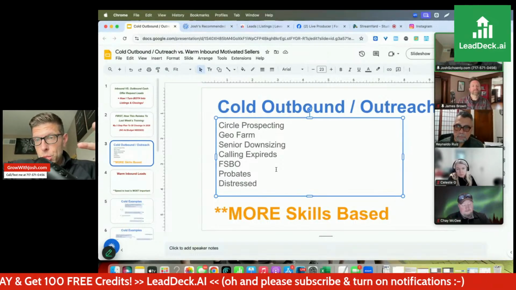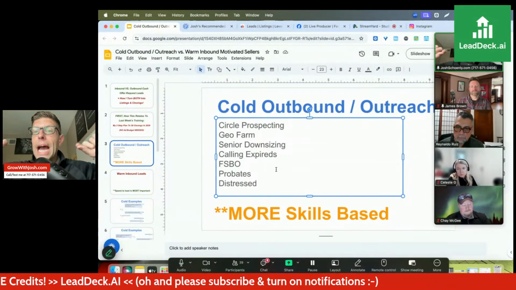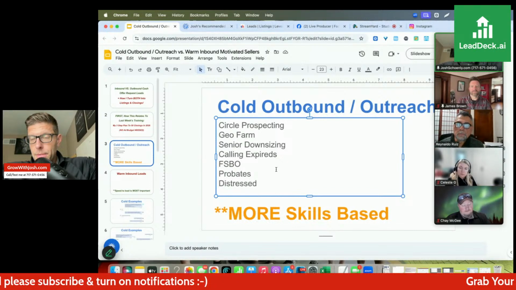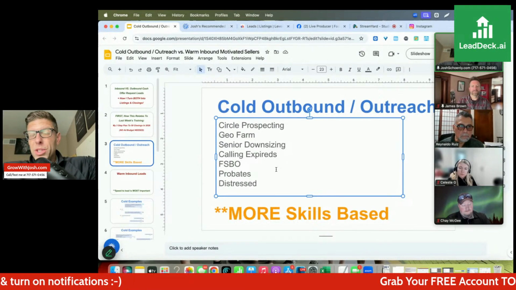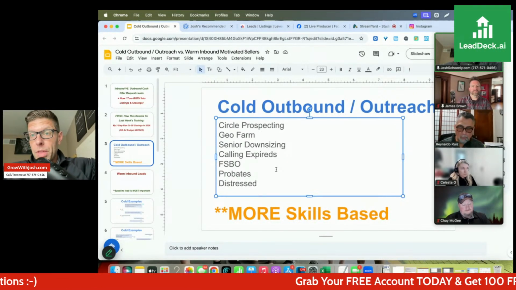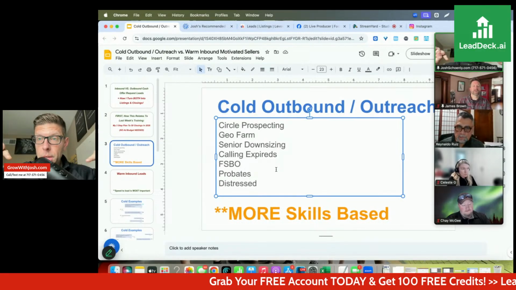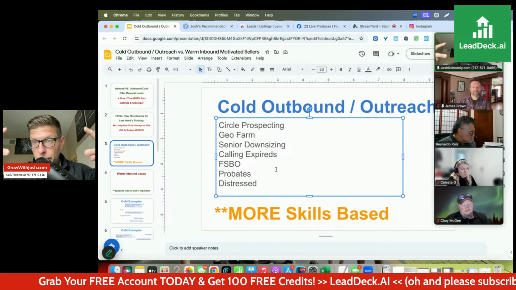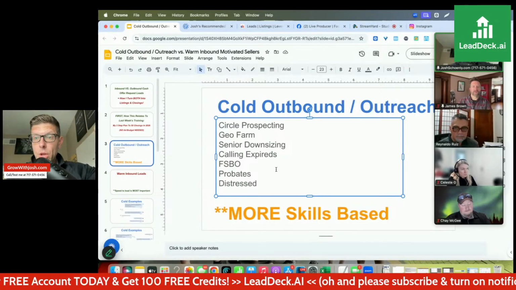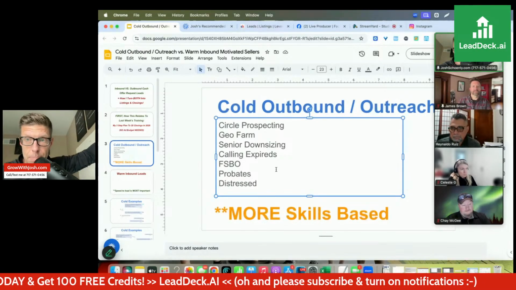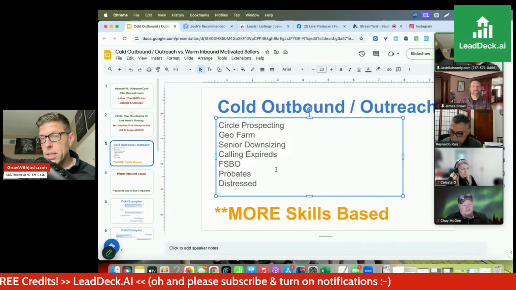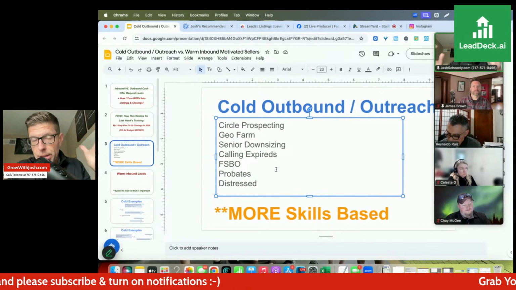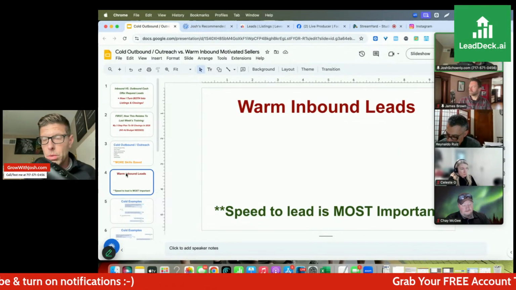What I shared last week plus this week has been a vast majority of those transactions. I think all but 2 of the closed, pending, and active were from either last week, the 3-step plan that I shared, or this week, the cold outreach and the warm inbound. Okay? So I'm just sharing that for context.